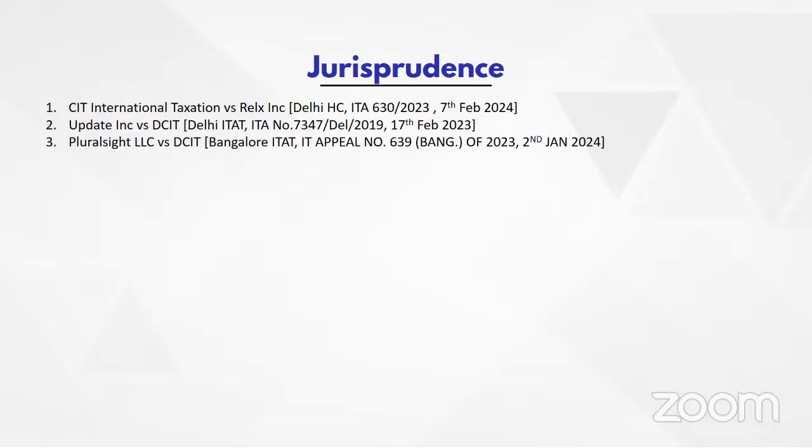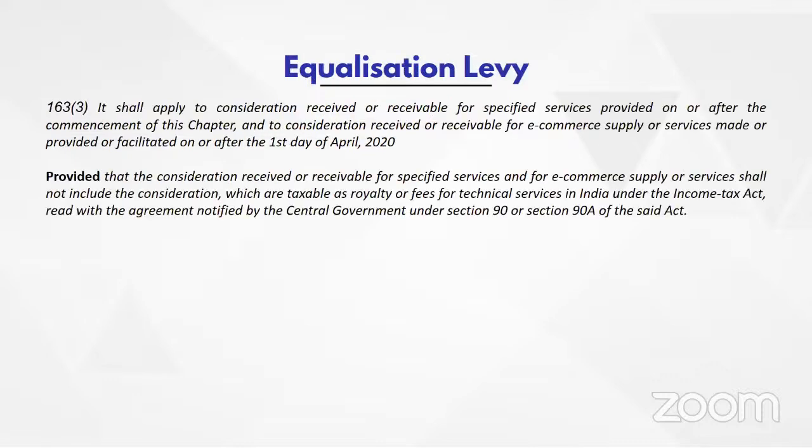So if it is not a royalty, then what is it? Can it be taxed under equalization levy? The answer is yes. If we read section 163(3) of the Finance Act, it says it shall apply to consideration received or receivable for specified services provided on or after the commencement of this chapter, and to consideration received or receivable for e-commerce supply services made or provided or facilitated on or after the first day of April 2020. And then we have a provision which says if something is taxable as royalty and FTS, then it will not be taxable as equalization levy. But if something is not taxable as royalty or FTS, then it can certainly be taxed as equalization levy.